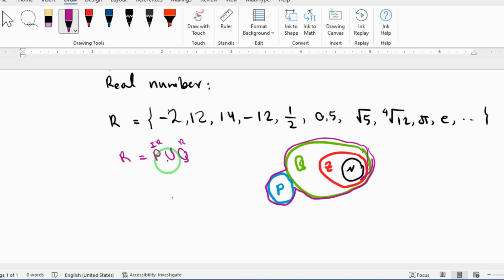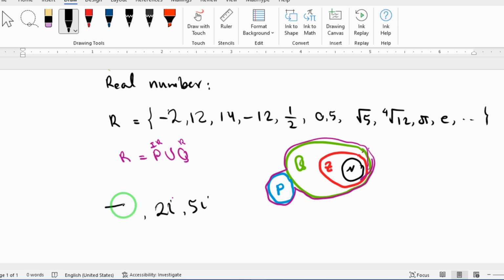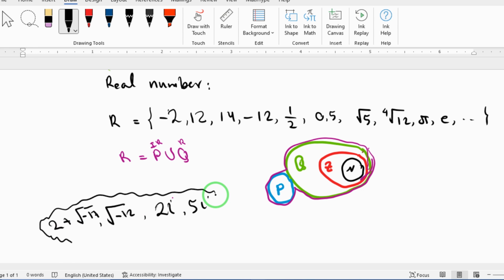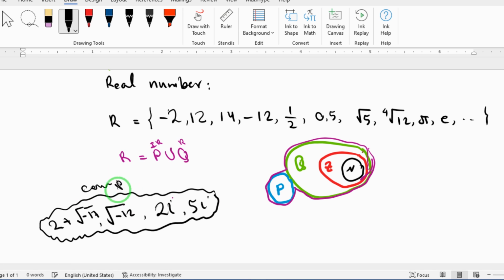For example, we have 2i, 5i, or for example, square root of -12, and also 2 plus square root of -17, and etc. These numbers are not real numbers. We will study them in the future. These numbers are called complex numbers or imaginary numbers. We will study them in detail in the future.